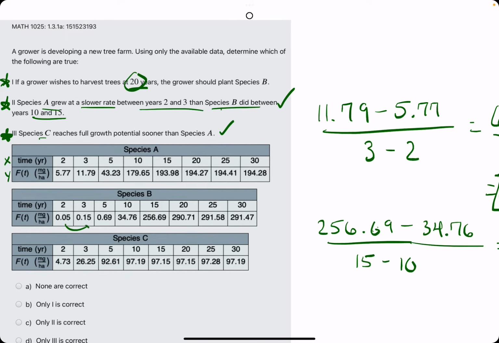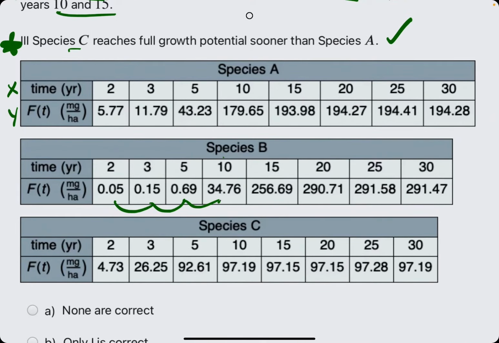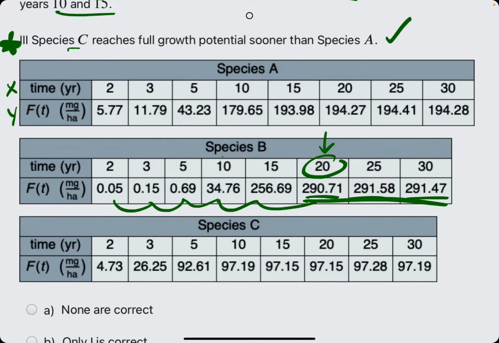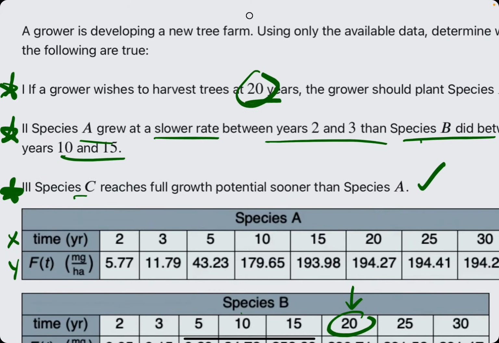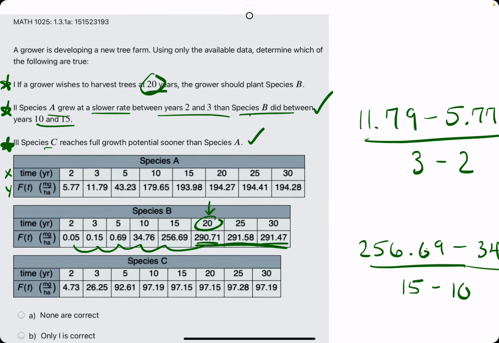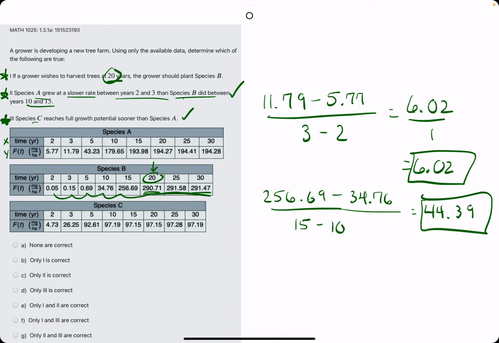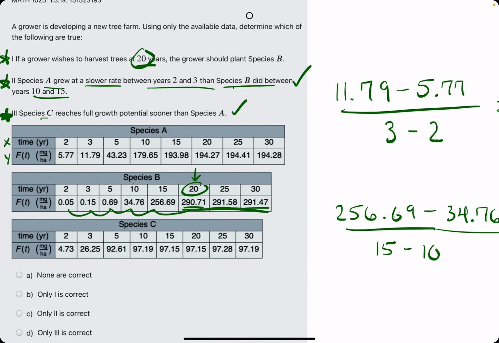As we look through species B, it's increasing, and then increasing one last time. Around time 20 is where it levels out at around 291-ish, because it's 290.7, and that's close enough to 291 onward. So around 20 years is where it hits its full growth potential, which corresponds to when the grower wishes to harvest trees. So that is a true statement, because it hits its full growth potential at 20.